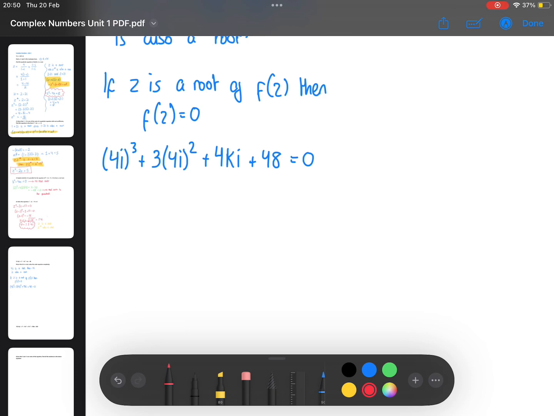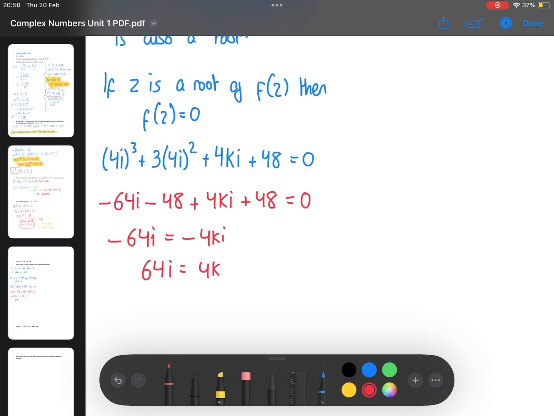So this is going to give us minus 64i. Remember, i cubed is minus i. And 4i squared is going to be minus 16. So here we have minus 48 plus 4ki plus 48 equals 0. So to tidy that up a little bit, we have minus 64i equals minus 4ki. So 64i equals 4ki and k equals 16.